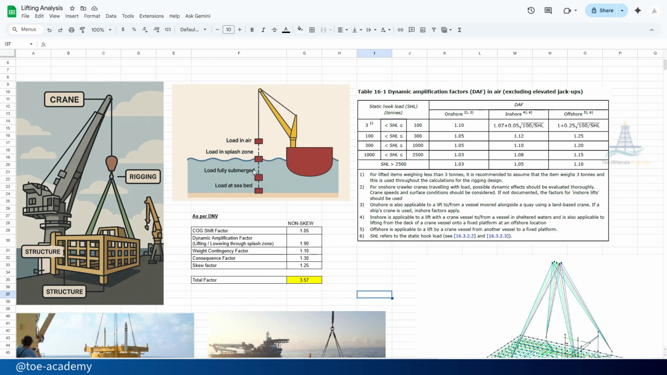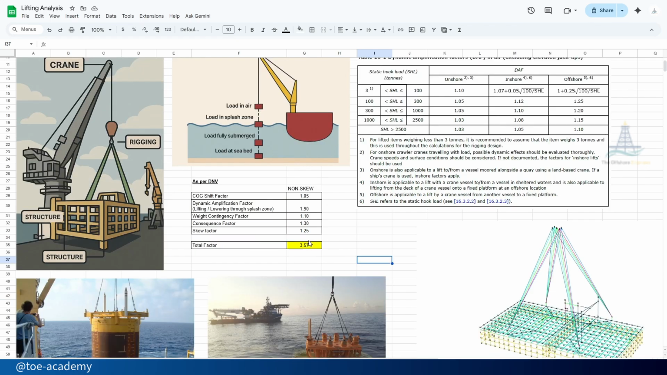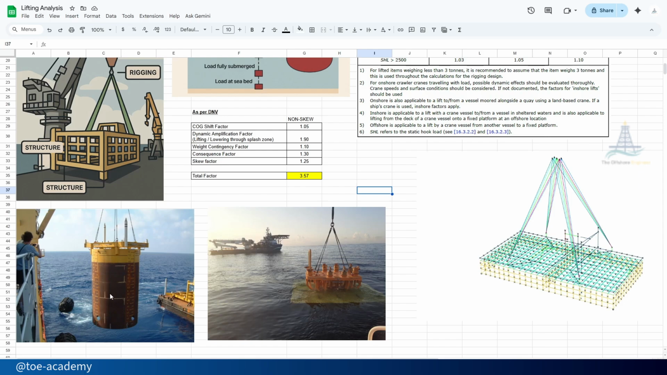First, let's talk about the lift in splash zone DAF itself. If you look at DNV, there are different options. If you want just air, there is a different calculation or different table to select for the DAFs for load in air. Now, if you're going for splash zone, there are two types of structures. There will be a structure with a roof on top. So this is a suction pile. Suction piles will have a roof at the top. So for structures with a roof at the top, the DAF value is 1.65.